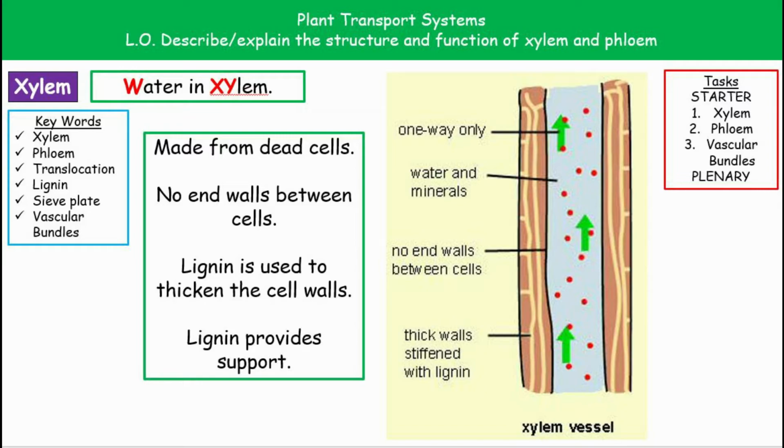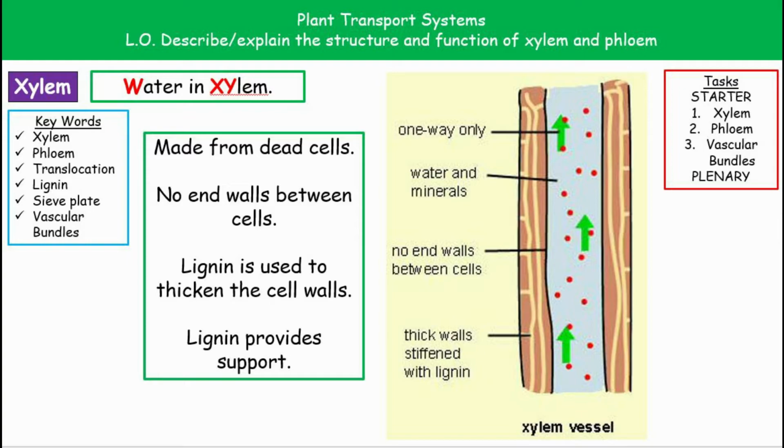But what we end up with is pretty much a long tube, because what we actually have is a structure that's made up of dead cells. And the reason that these cells are dead is because in order to strengthen them, the plants release a substance called lignin into the cell walls. Now that thickens the cell walls, but it does make them impermeable, so substances can no longer cross. Therefore, they're dead.